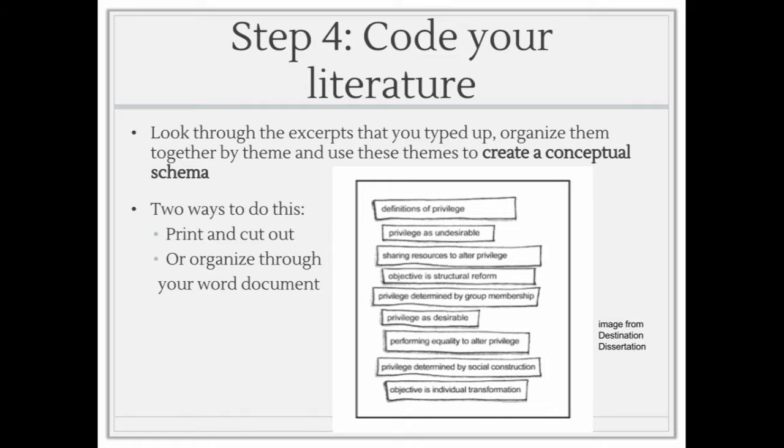Once you've labeled your themes and created an outline out of them, this conceptual schema is officially your original research. You've now started to build a literature review out of the trends and patterns that you see happening.